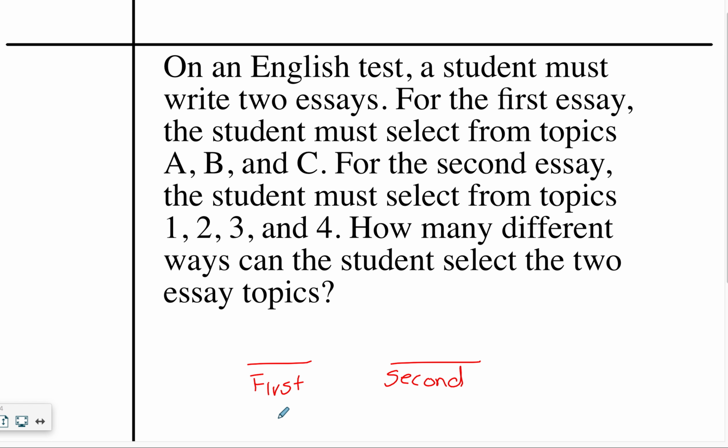All right, now that you have these solved, your first essay had how many options? 3. So I would have 3. My second essay had how many options? 4. I would multiply those together, and there are 12 different ways that I could potentially answer this problem.